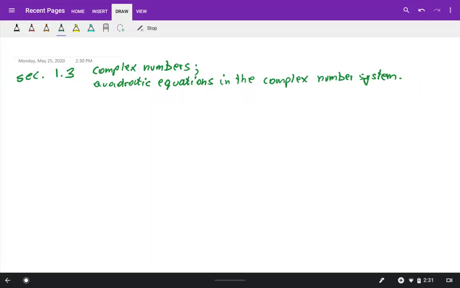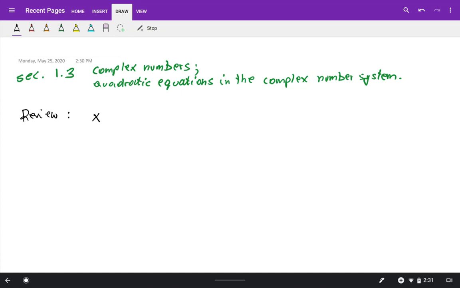Okay, guys, this is section 1.3. Section 1.3 is about complex numbers and the quadratic equation complex number system. So what I'm going to do, I'm going to start with a review.